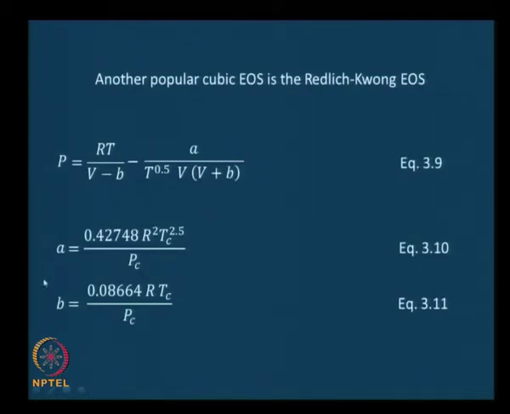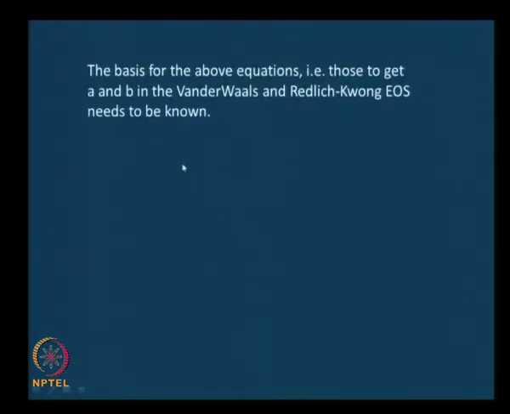Now, you might be wondering, how did I really write this? I did say that you can write this in terms of Tc and Pc. How did people get this seemingly accurate number 0.42748 and so on? That is what you are going to do as the next exercise. The basis for the equations that gave you A and B, for both the van der Waals equation as well as the Redlich-Kwong equation, definitely needs to be known as a part of this course.